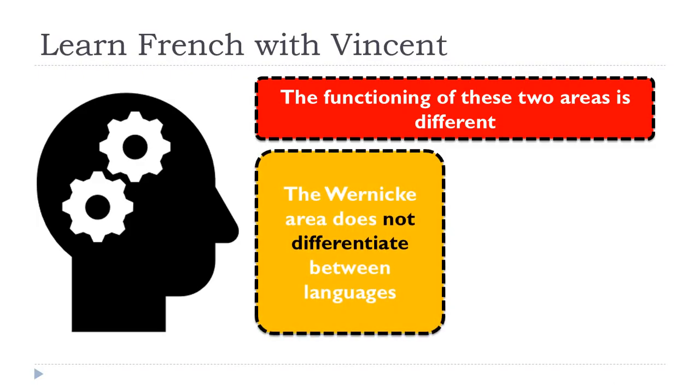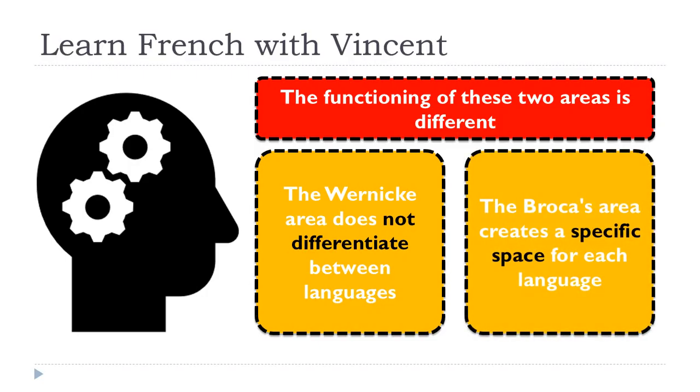So the Wernicke's area does not differentiate between languages. Basically, this area will put all the languages that you learned together, and it will not differentiate them. You will just go there, take all the words, and it will be totally okay. This is the reason why you will have direct access to understanding once you reach a certain level. It's the same speed, the same understanding as your native tongue.